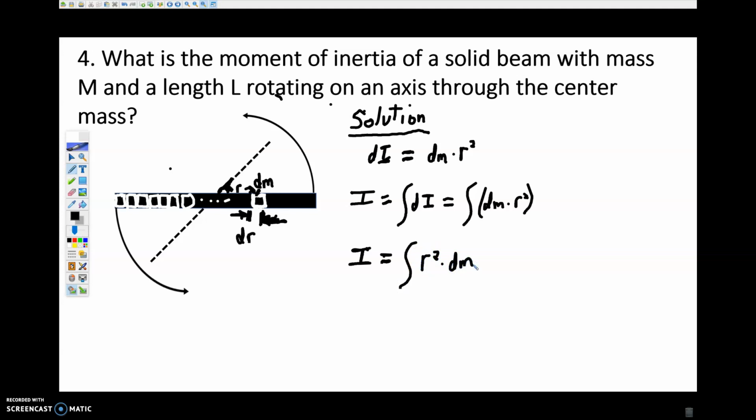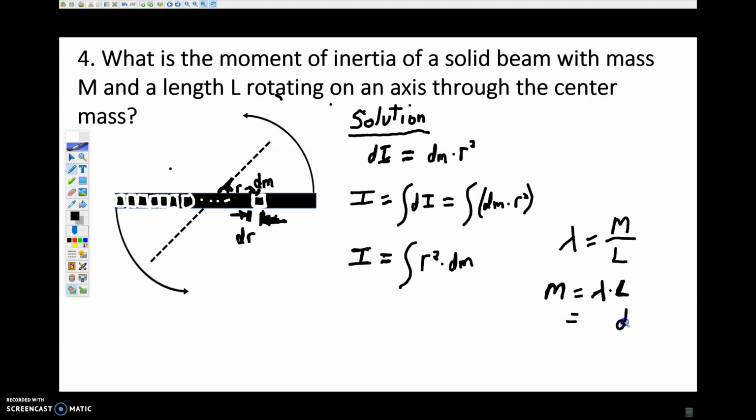But we don't like to integrate over the mass. We like to integrate over something like dx. And in this case, we're going to integrate over dr, which is kind of like a dx. So we need to transform dm into dr. So recall, linear mass density is equal to the mass of the beam divided by its length. If I rearrange that, mass is equal to lambda times length.